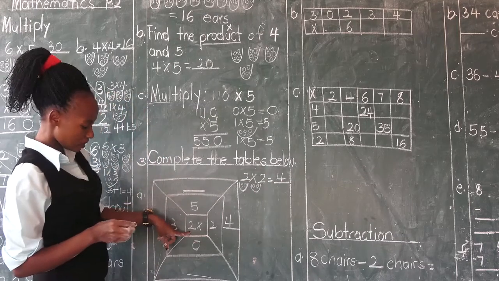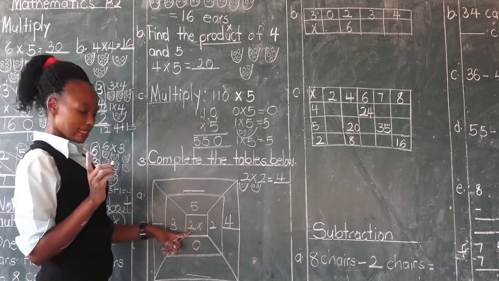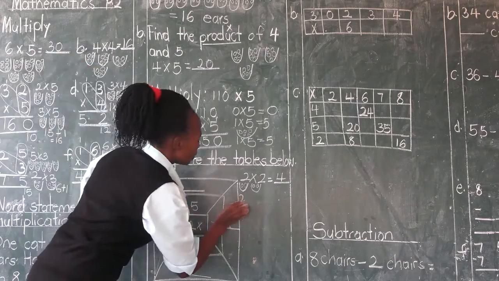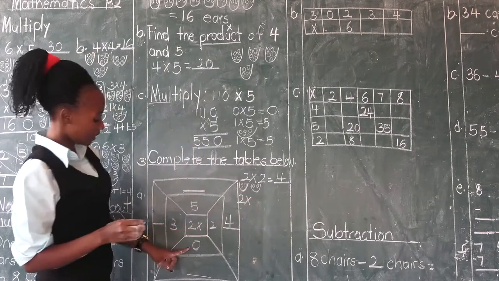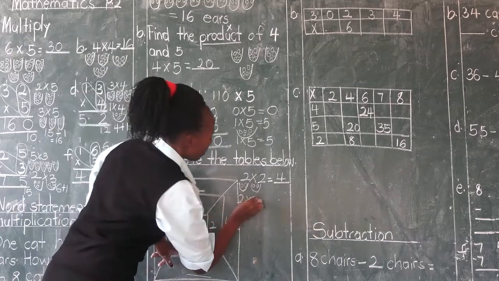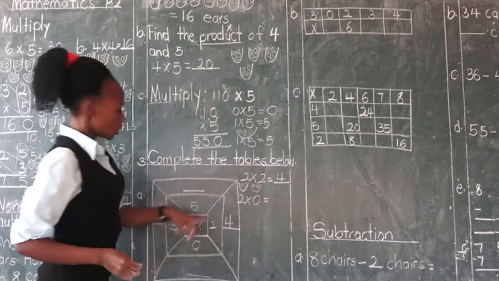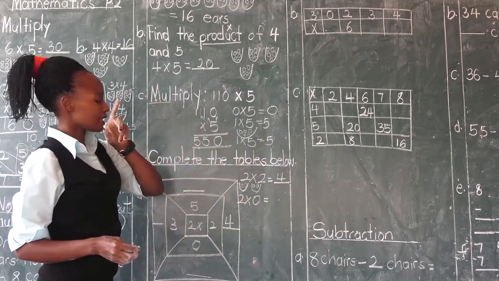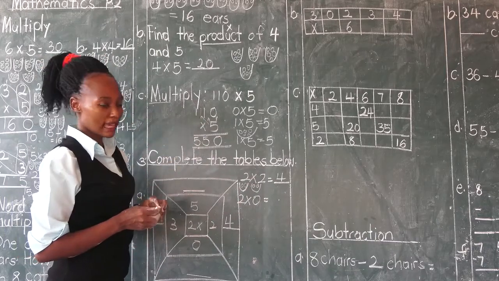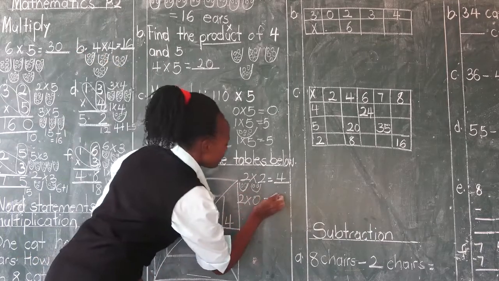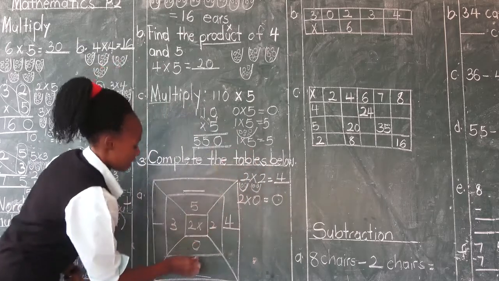Let's go with this. Still, we first write the number in the center, which is 2 times. Then we add this one there, 0. And it has become 2 times 0. And we said any number you multiply by a 0, the answer will be 0. Then you put it there.